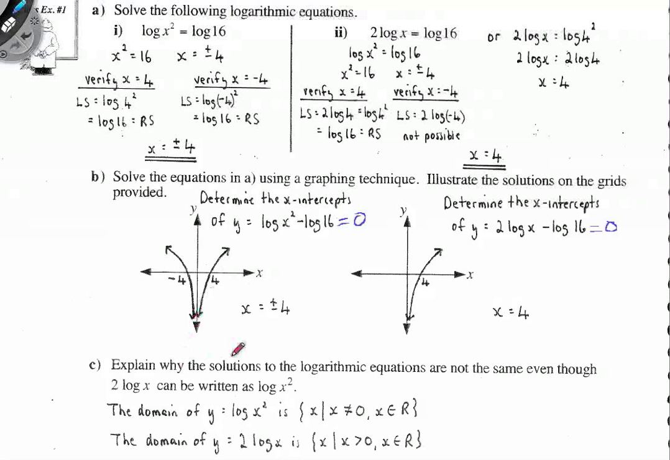And then in part C, explain why the solutions to the log equations are not the same, even though 2 log x can be written as log x squared, simply because the domain of log x squared can be all real numbers as long as x is not 0, but 2 log x has to be greater than 0.